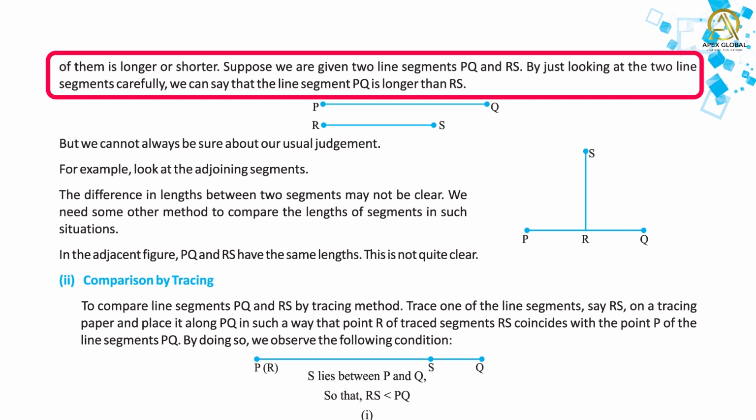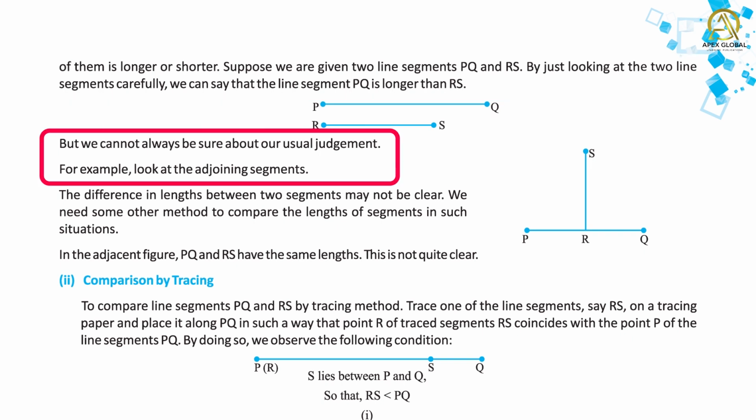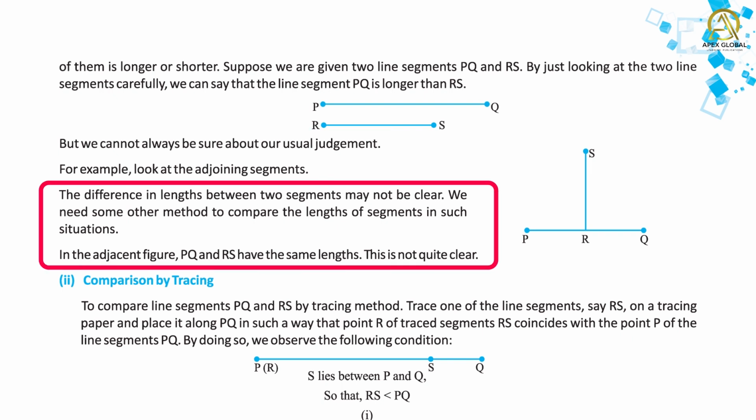Suppose we are given two line segments PQ and RS. By just looking at the two line segments carefully, we can say that the line segment PQ is longer than RS. But we cannot always be sure about our usual judgment. For example, look at the adjoining segments. The difference in length between two segments may not be clear. We need some other method to compare the length of segments in such situations. In the adjacent figure, PQ and RS may have the same length. It is not quite clear.